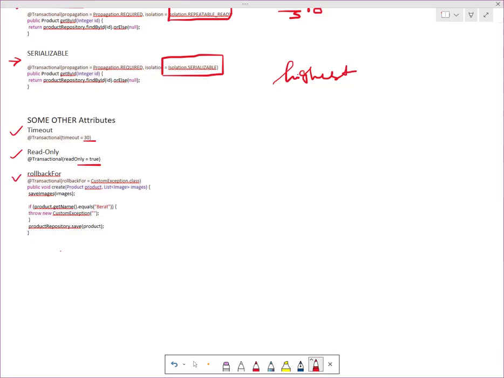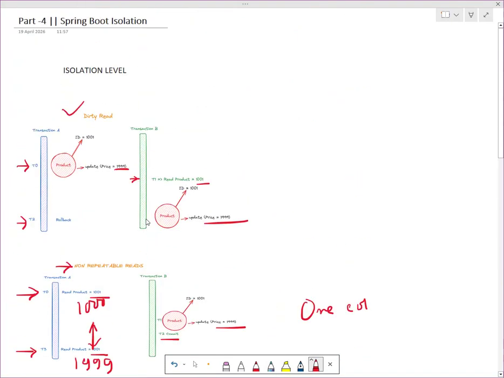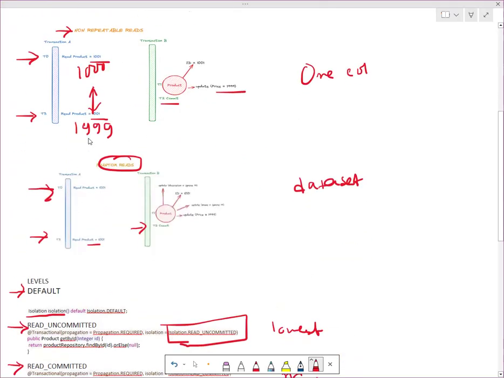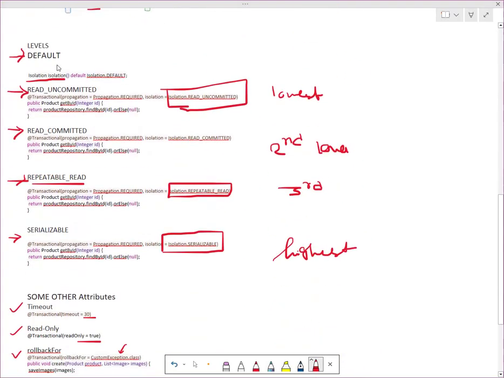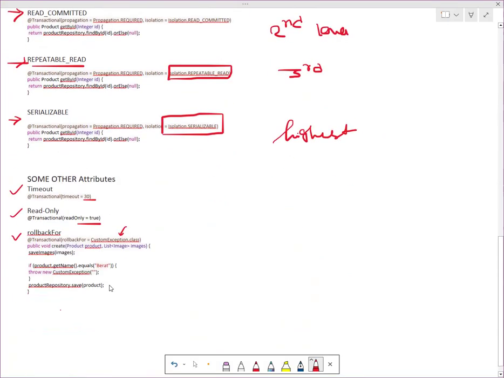Next is rollback for. That is for custom exceptions: the transaction only triggers a rollback when encountering the custom exceptions you specify. But in other cases, it just tries to commit. So these are the things. Whatever concurrency problems there are, I have discussed, and after that the levels of isolation, and then some other attributes also I have discussed.